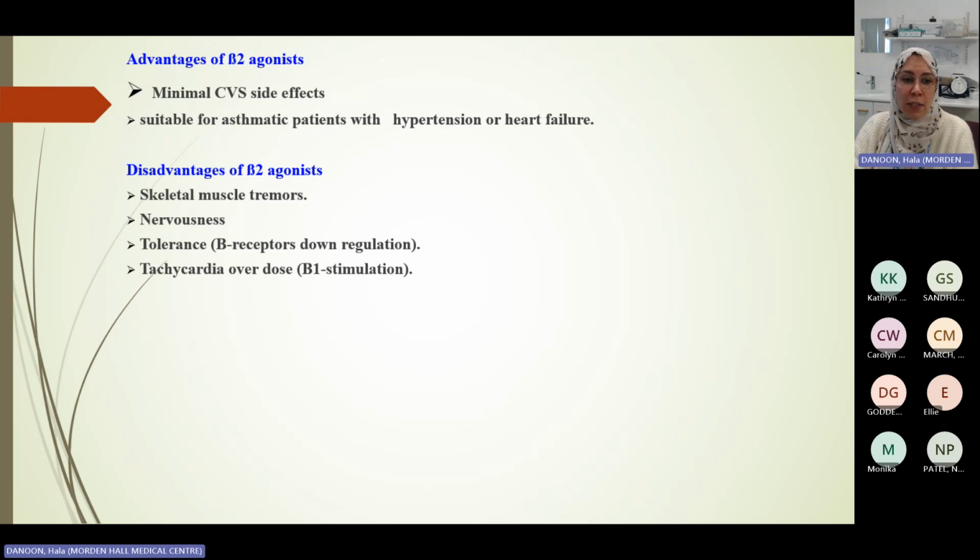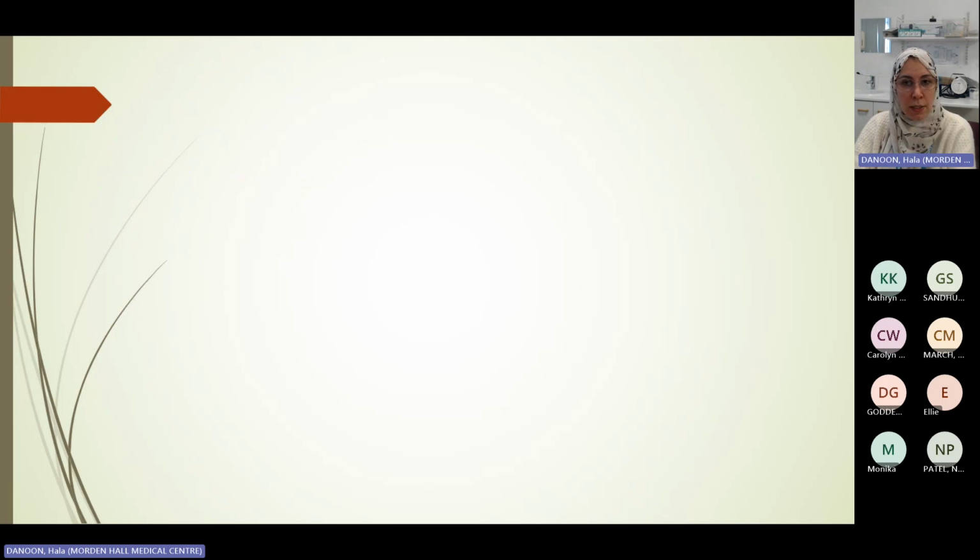They can cause tachycardia if they are overused, because when there is excess of this medication in the lungs, which goes into the blood, that will have an effect on the beta 1 receptors, which is on the heart. So that causes tachycardia.